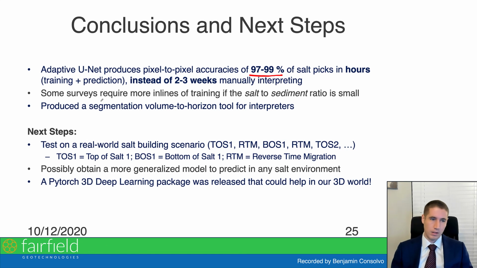So some of the next steps that would be great to take are testing on a real-world salt building scenario. So in the real world, we build top of salt 1, we flood the velocity with that salt velocity, and then we do a reverse time migration. Then we pick a bottom of salt, do another reverse time migration, etc. And so the idea here would be, at each picking of salt, we would apply this method, maybe just picking a handful of inlines or cross lines, and then letting the machine learning predict the rest.